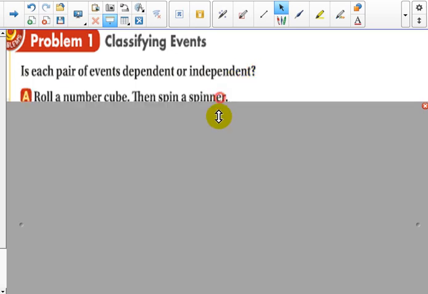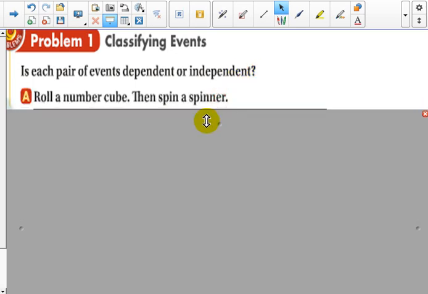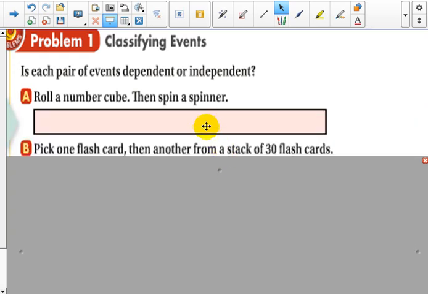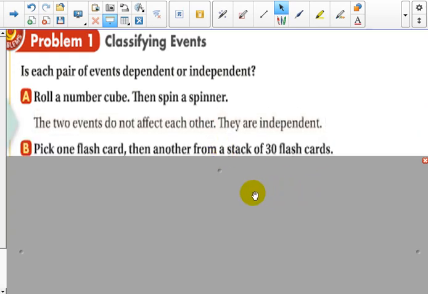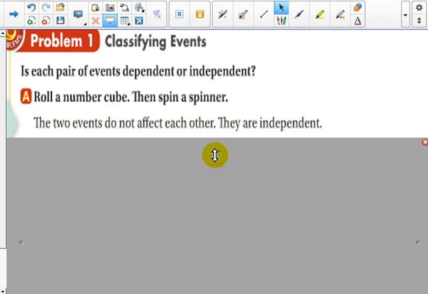Our first problem says roll a number cube, then spin a spinner. So if I roll a dice, is it going to affect what's going to happen on the spinner? No. So they would be independent events. One does not affect the other. Roll a dice, it's going to do what it's going to do, and then you spin a spinner, and it's going to do what it's going to do. Rolling the dice has no effect on what happens with the spinner. Do you see that?